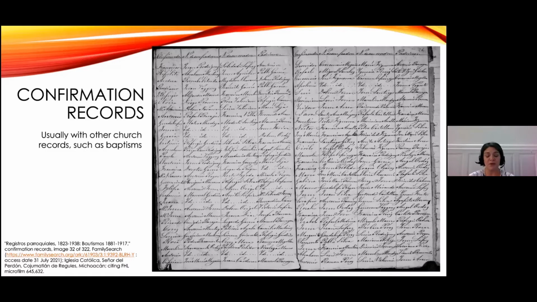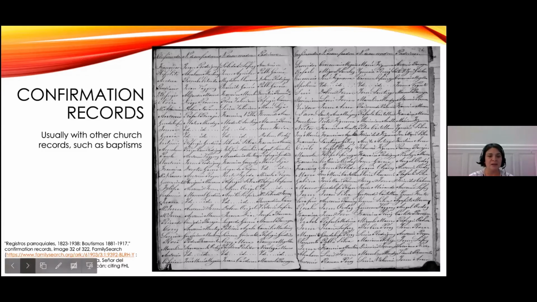So in this confirmation record, I found both the children and their father getting confirmed. As confirmations were only performed by the bishop, how often these records appear depends on how often the bishop came to town. So in smaller towns, the bishop probably didn't come too often. So when he did, you would see people of many different ages getting confirmed. Now, these records typically are not indexed, so they won't come up when you use those search boxes. But if you browse through a town's church records, they're usually nestled in with the baptism records.